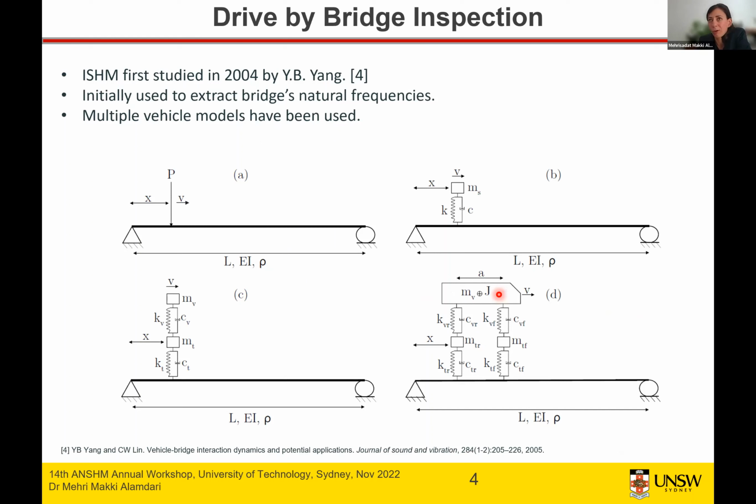And after that, a large number of researchers across the world started working in this direction. People have used the simplest model, which is purely a moving load, then a quarter car model or half car model, and even in many of the recent publications, people are using much more complicated vehicle models, using 3D models, considering a larger number of degrees of freedom.